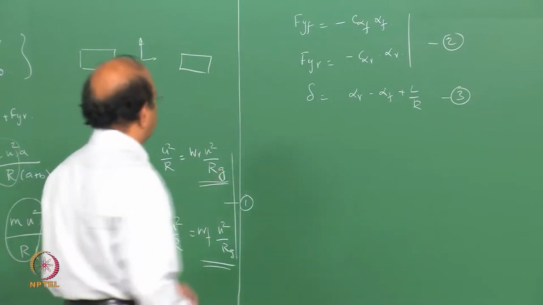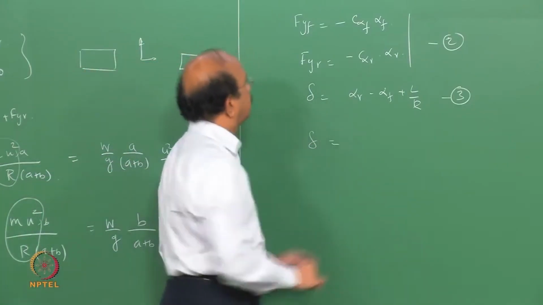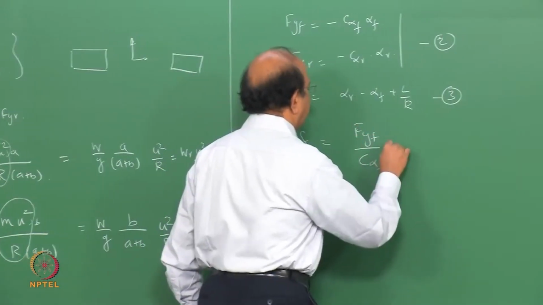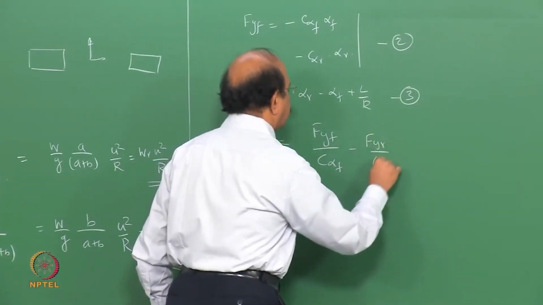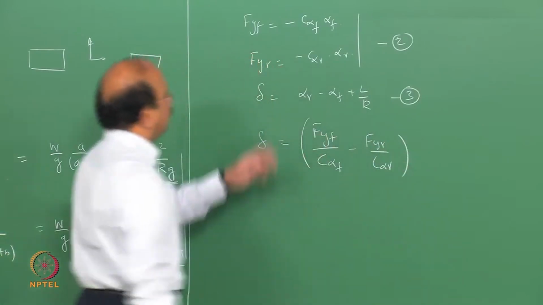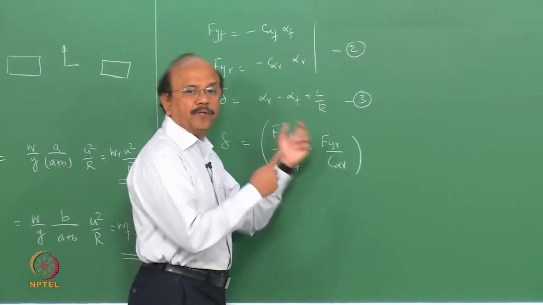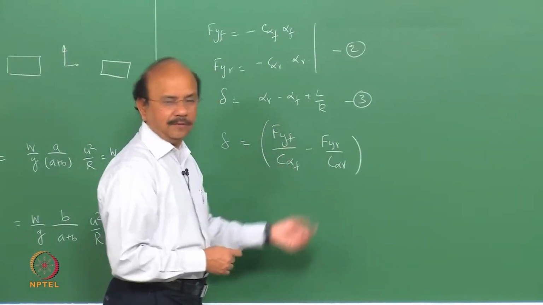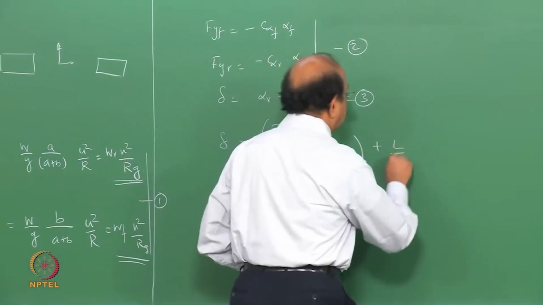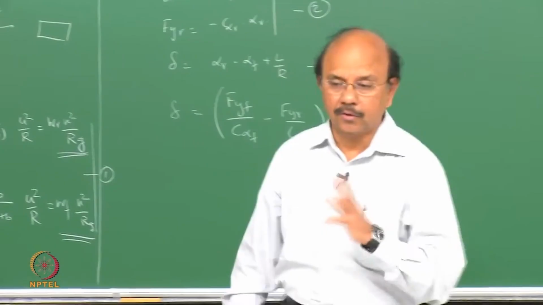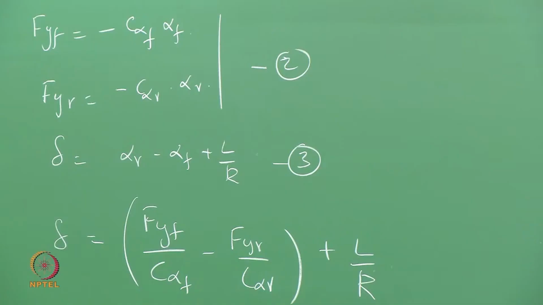Okay, let me substitute that, so that now I will write this as FYF by C alpha F minus FIR by C alpha R. That would be the first two terms. Note that one minus cancels out and so on. Even if you had written alpha F to be positive, you would get the same expression. Plus L by R. And note that L by R is in radians because we are replacing the angles. So if you want to put it in degrees, correspondingly, you will make the changes.